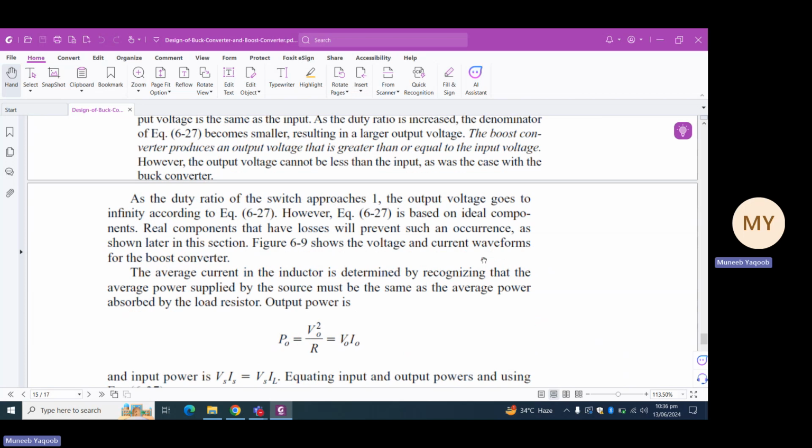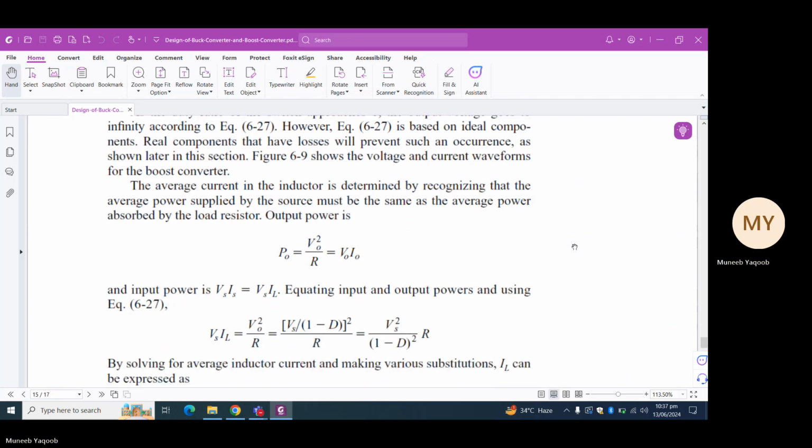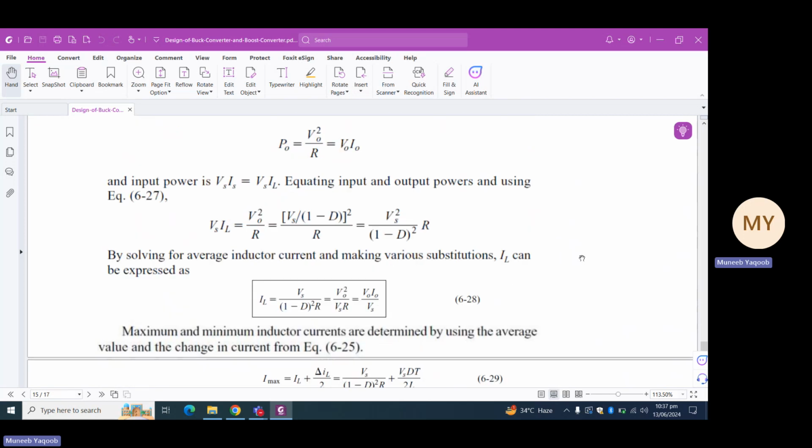Now, what is the output power? It's very simple. We can represent output power by V square upon R. If the output voltage is V out and the output current is I out, then we can easily say that P out is V out times I out. Similarly, if we put the value of IL there, we get V out times I out equals Vs into IL, which equals Vs square upon (1 minus d) square into R. Hence IL equals V out into I out upon Vs, as represented by equation 6.28.